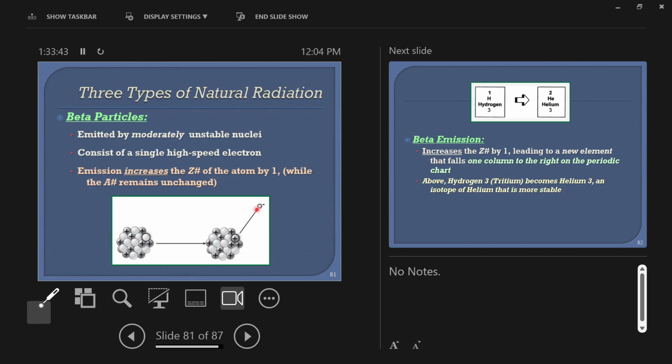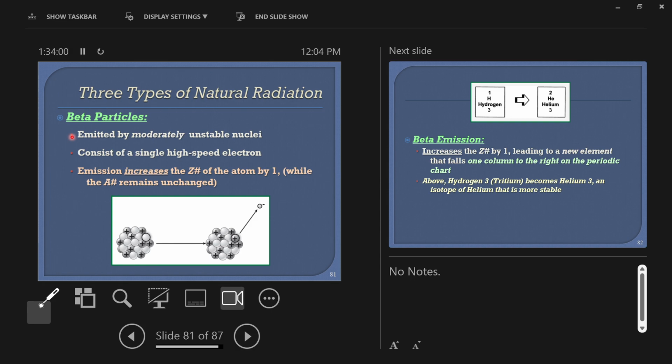So yeah, the next one is beta. Beta emissions are kind of funny. Beta emissions take a neutron and let it split up. Remember, a neutron was really a proton and an electron, okay? So let it decay into those two things.